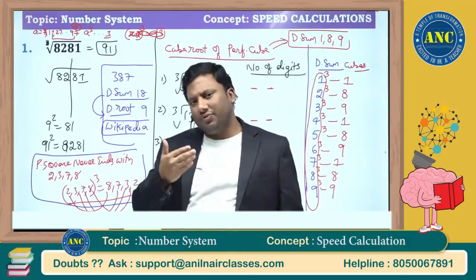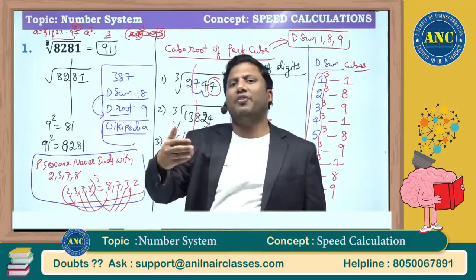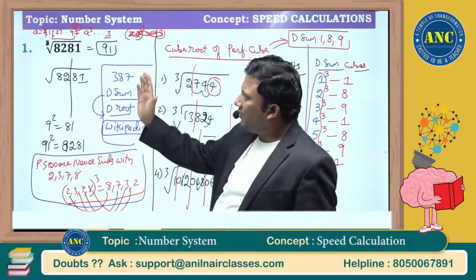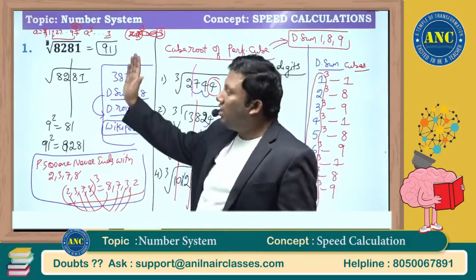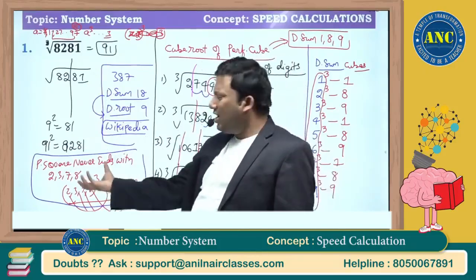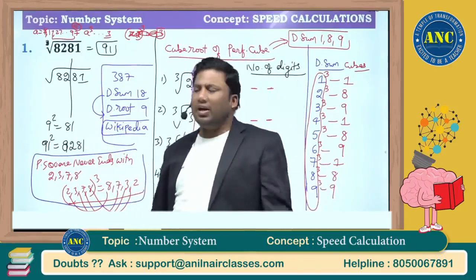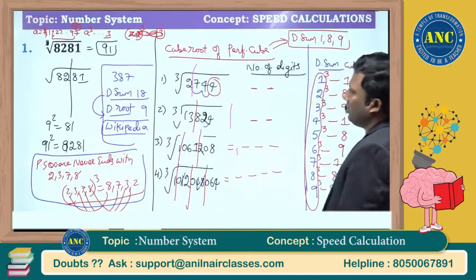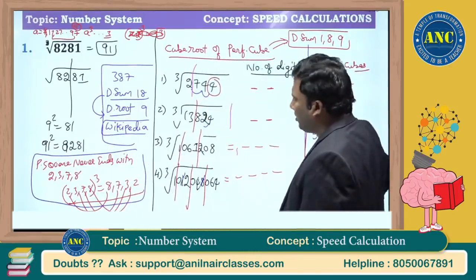Tens place can range from 1, 2, 3, 4, 5, 6, 7, 8, 9. From 17 to 97, the 2-digit values A can take are 9. I hope the idea is clear. Once you know a concept, you can create a lot of questions based on this.